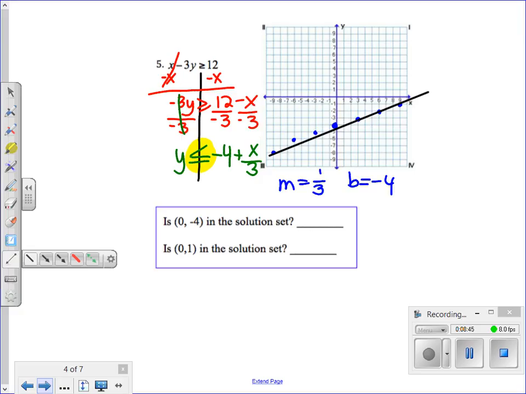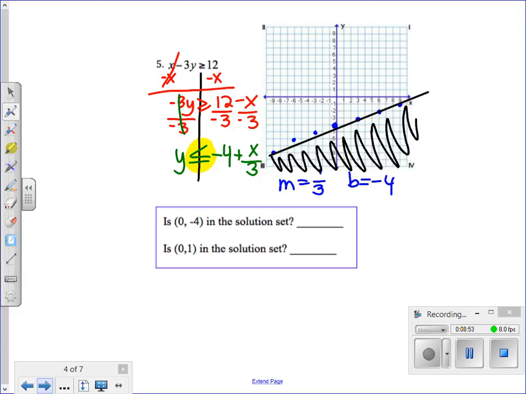All right, now I'm going to figure out where to shade. It says y is less than or equal to. So less than or equal to is down below. And I want to see, is (0, -4) in my solution set? Yes, that point is right on the line. And (0, 1) is no, because it is not in the shaded region.